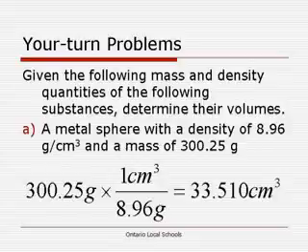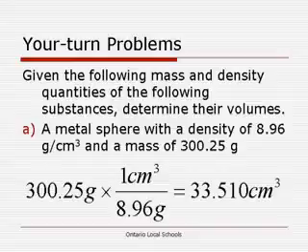For problem A, we start with our known quantity, which is our mass, 300.25 grams. We multiply that times the density arranged so that the volume is on top over the mass part of the density. So it's 1 cubic centimeter over 8.96 grams. The grams cancel. We're left with cubic centimeters. There are 5 significant figures in our mass, which would be the measured quantity. So our answer must have 5 significant figures. And so we have 33.510 cubic centimeters for our answer. How'd you do?